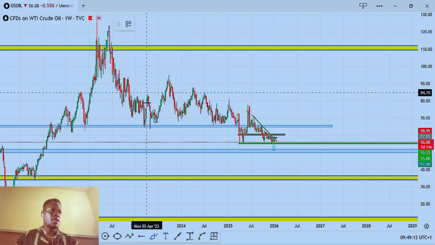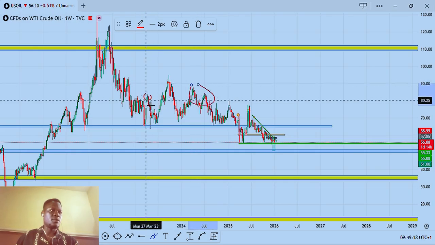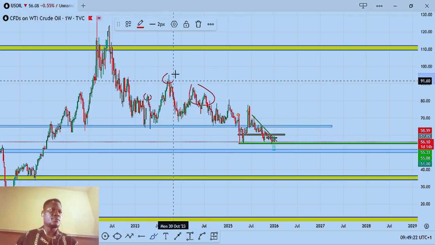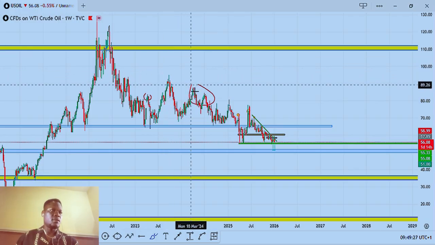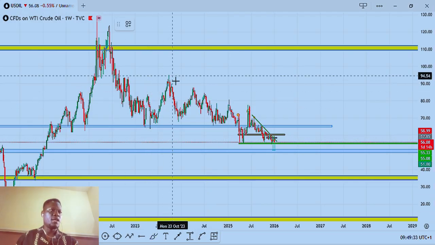See this head and shoulder pattern. See multiple shoulders here. This is the left shoulder, a double right shoulder, then a head. That is a head and shoulder pattern on the weekly time frame.